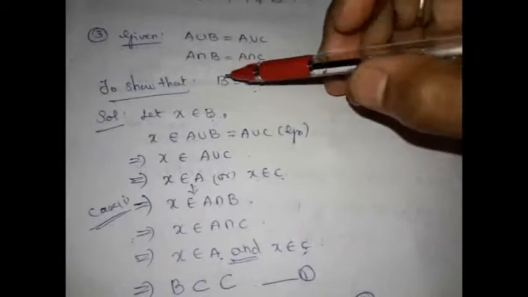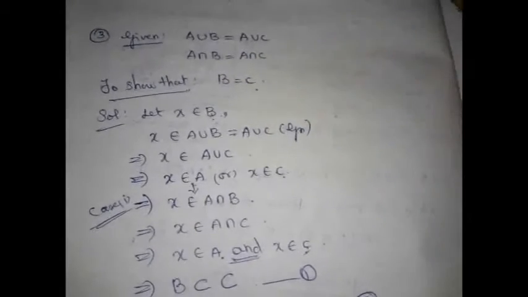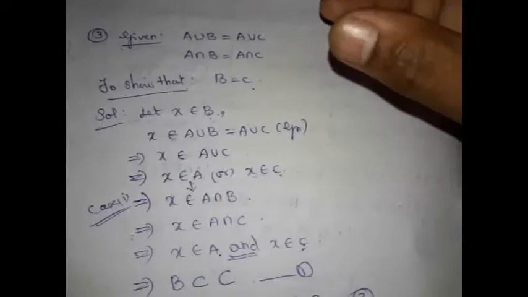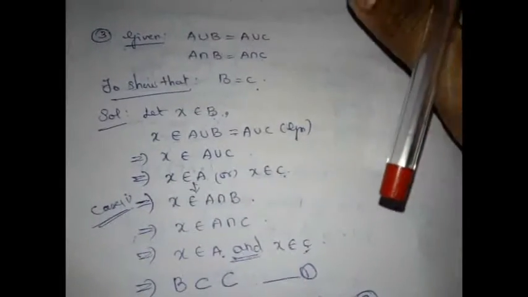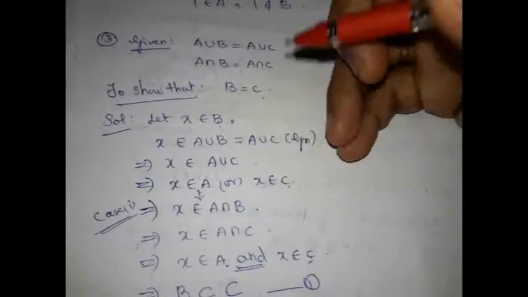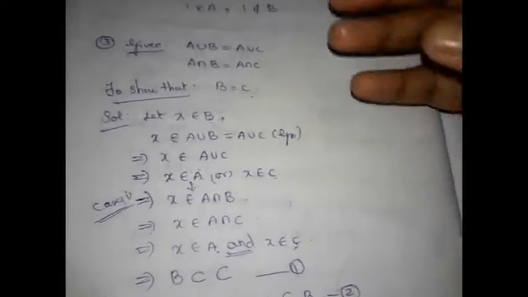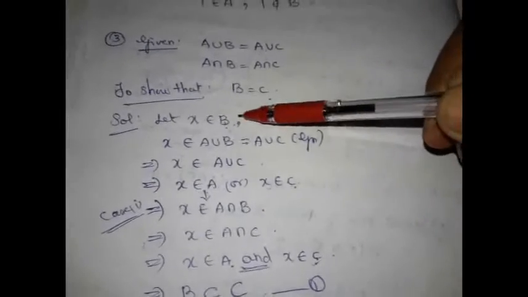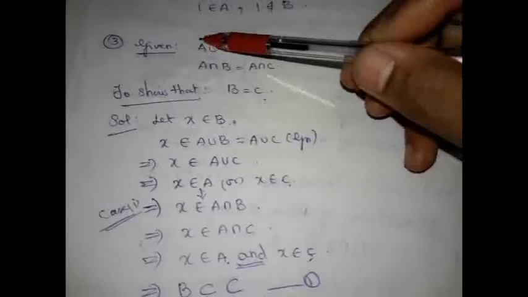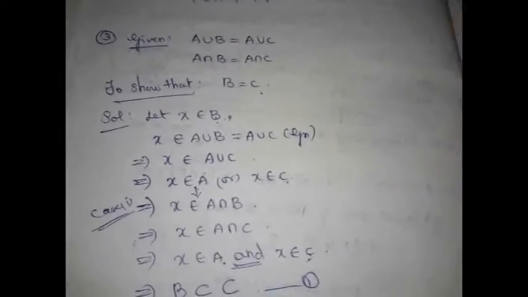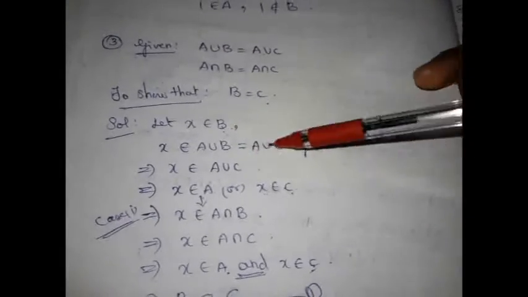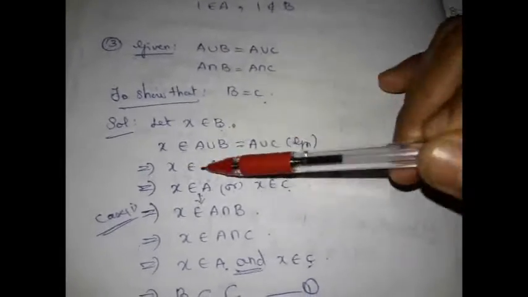So to start with, to show one set is a subset of the other, what will we do? We will start with an element from one set. So let X belong to B. Then immediately you have to recall what is given, and accordingly proceed with your answer. If X belongs to B, then automatically it will belong to A union B. It will be in the union, right? But this is equal to A union C. Therefore, it will belong to A union C.